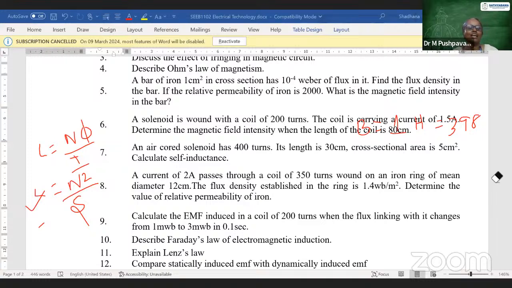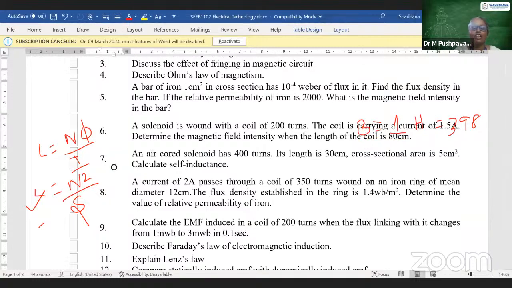Okay. So L equal to N square by S. Use that formula. Air core inductor they have given, so we all know that mu R value is 1. So L equal to N square, that is 400 turns, divided by L by mu naught into mu R into area. Length is 30 centimeter. Convert into SI unit: 30 into 10 power minus 2. Area is 5 into 10 power minus 4 meter square.